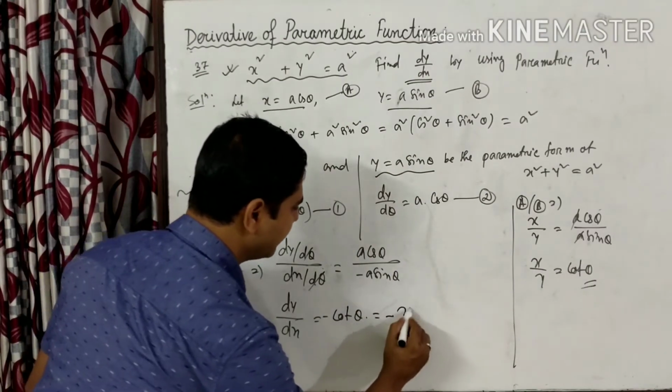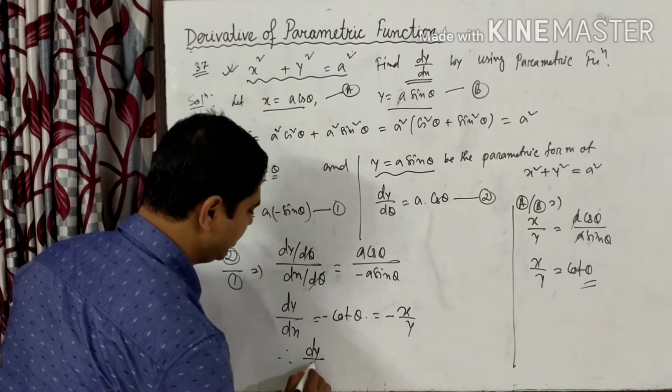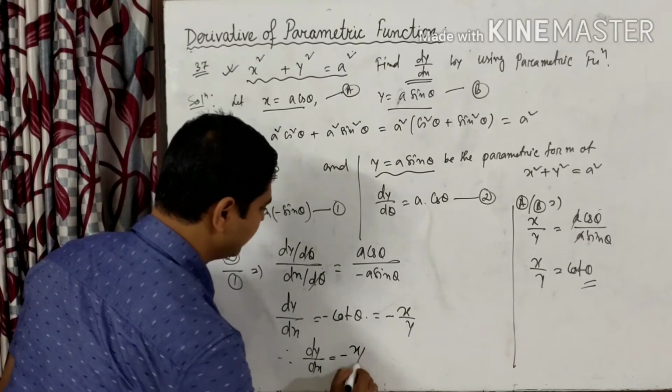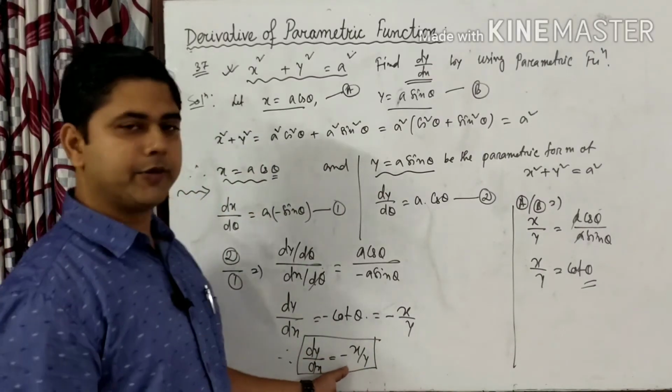It is minus x by y. Therefore, finally you have dy by dx equal to minus x by y. That is the derivative of this function.